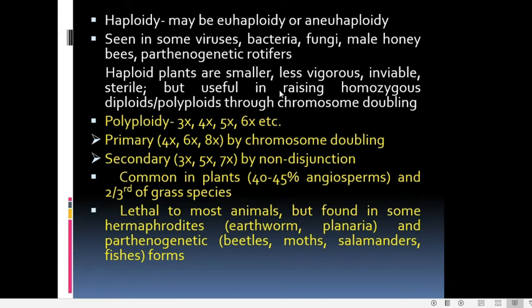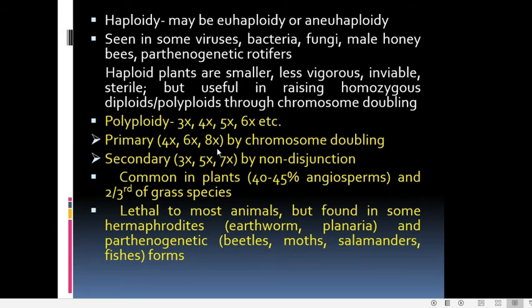In primary polyploidy, the number of chromosome sets will be even, like 4x, 6x, 8x, etc. In secondary polyploidy, the number of chromosome sets will be an odd number, that is 3x, 5x, 7x.